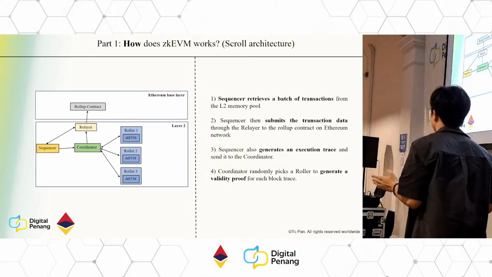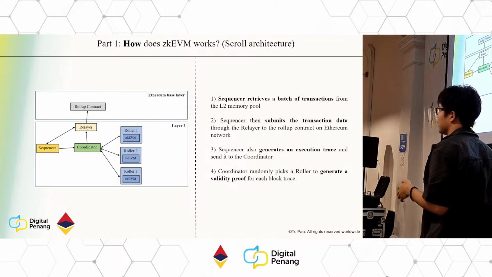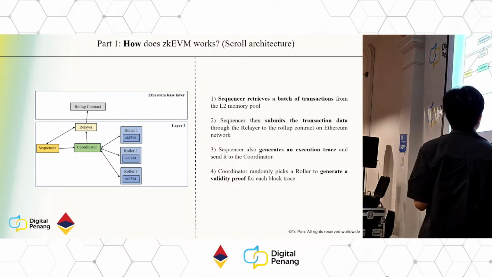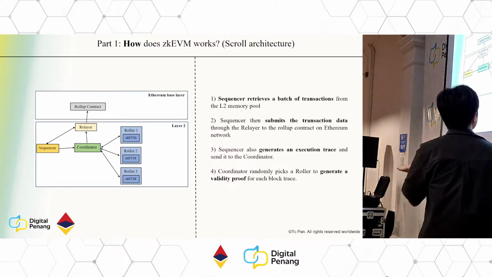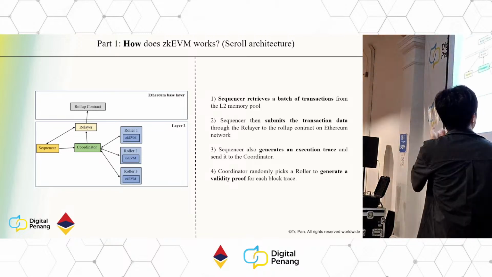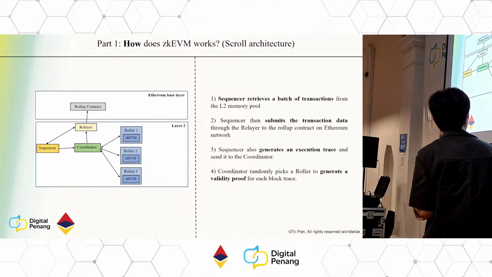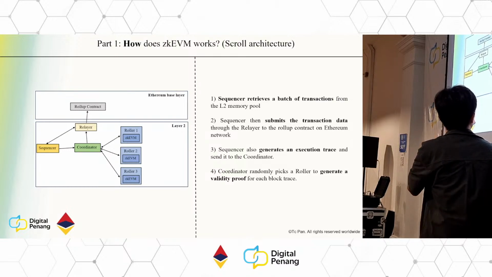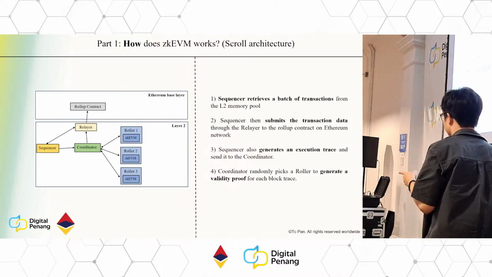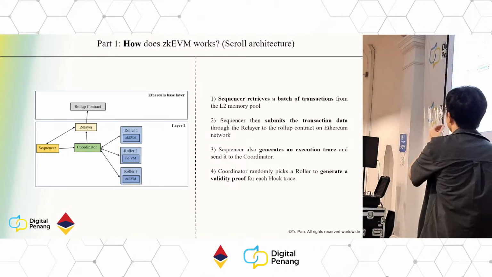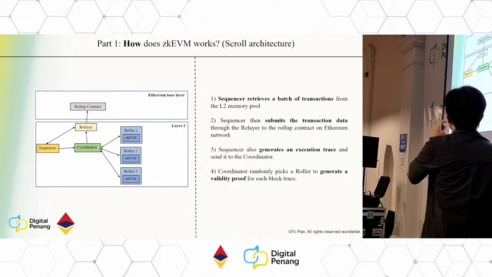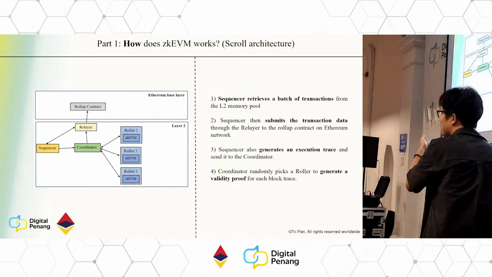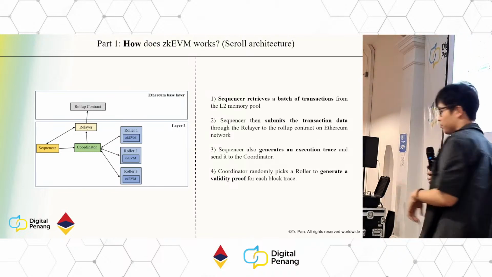It starts with the sequencer retrieving a batch of transactions from the L2 mempool. The sequencer then submits the transaction data through the relayer to the ROA contract on the Ethereum network. The sequencer also generates an execution trace and sends it to the coordinator. The coordinator will randomly pick a roller. The roller has GK EVM within it that is able to generate a validity proof for each block trace.